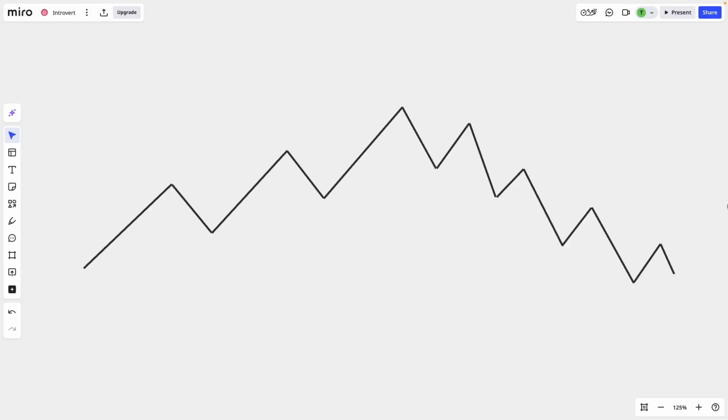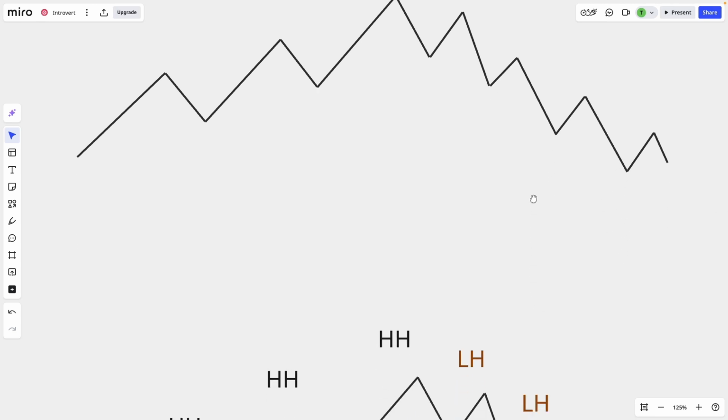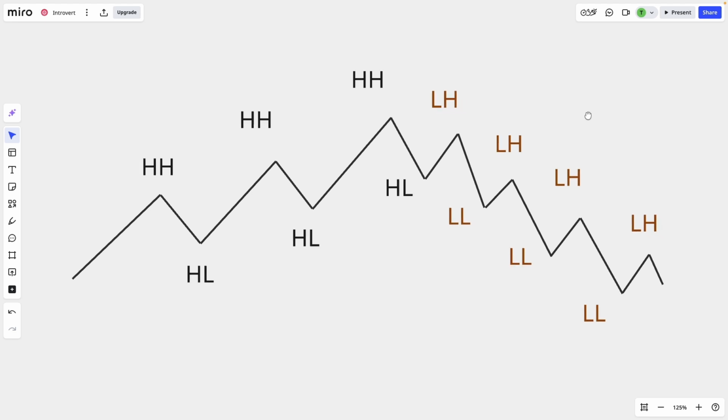Okay, so here what we have is basically a stock movement. Now, it's very broad. Obviously, there are way more ups and downs and zigzags when a price moves. But if you kind of zoomed out, this is what pattern a stock might be taking. So let's go and first label the higher highs and higher lows.